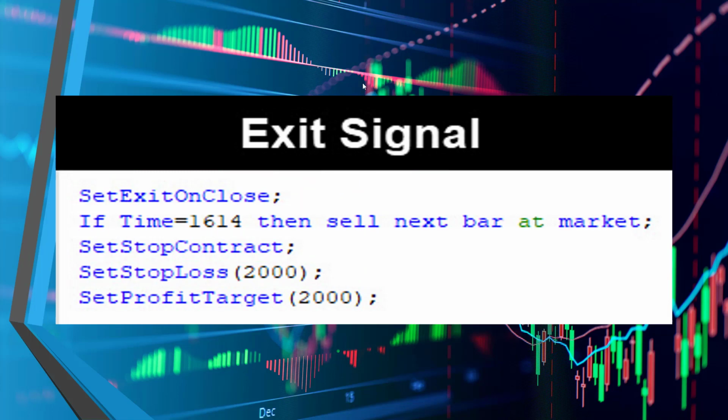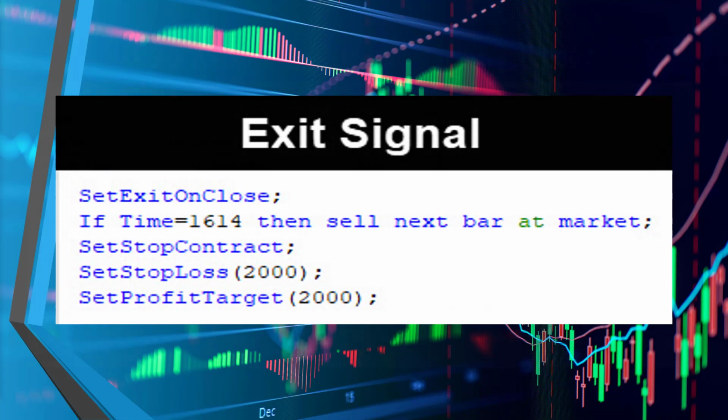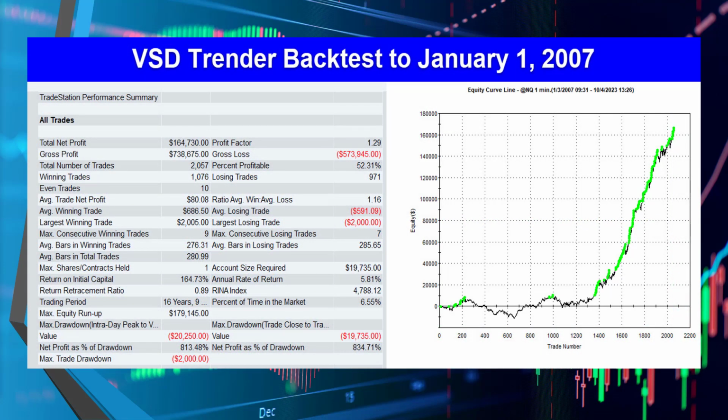The reason I shared this with you is the simplicity of trading systems. And it doesn't have to be complicated. The code doesn't have to be hard, and you don't have to be a great programmer to pick out market patterns and backtest strategies. Now for the 16-year backtest, this is going back to 2007, in January 2007.